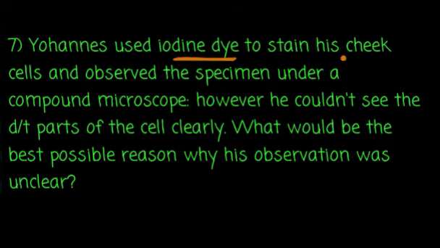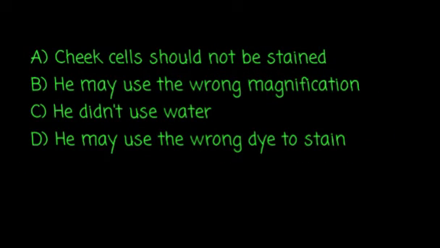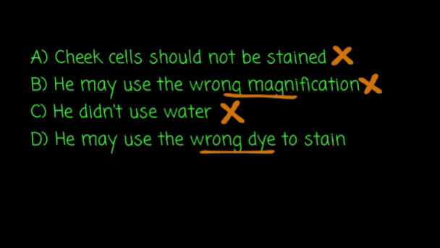Yohannes used iodine dye to stain his cheek cells and observed the specimen under a compound microscope. However, he couldn't see the different parts of the cell clearly. What would be the best possible reason why his observation was unclear? As we said before, cheek cells are animal cells, taken from the cheek. What do we use to stain animal cells? Not iodine solution or iodine dye, but methylene blue. Iodine dye is used to see, for example, onion cells, which are plant cells. So what is the mistake? Cheek cells are not stained with iodine; we stain them with methylene blue. He may use the wrong magnification. This is about the dye, not the magnification, so no. He didn't use water. Also no. He may use the wrong dye to stain. This is our answer, because he should have used methylene blue instead of iodine solution.